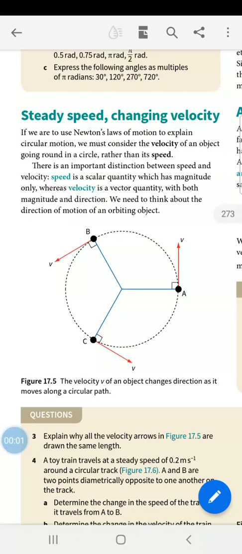Physics, Chapter 17, Theory Video 3, Steady Speed Changing Velocity.